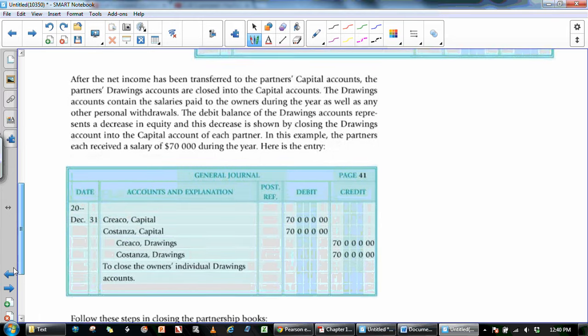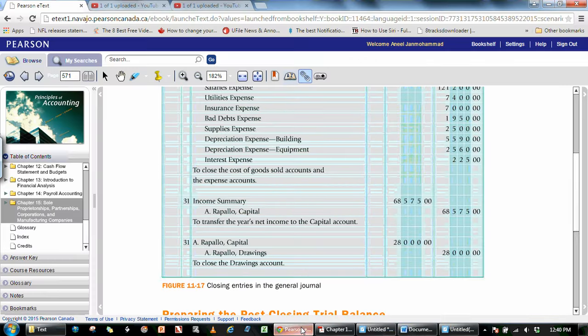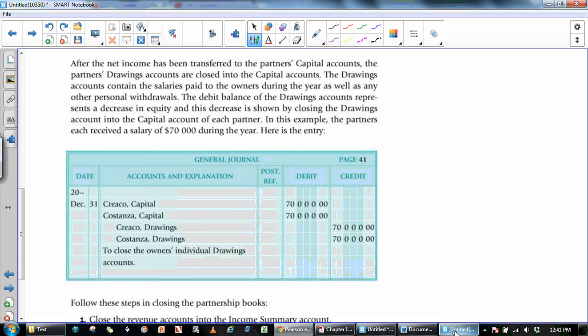Okay, and once we do the net income, then we learned about emptying the drawings. So drawings will always have a debit balance. So to empty out the drawings, we credit our drawings and then we debit the capital to reduce the capital, because drawings reduces capital, right? We know that drawings reduces capital. So now we do the same thing, but now we have two capital accounts and two drawing accounts in this example, as we may have a limited number of partners.